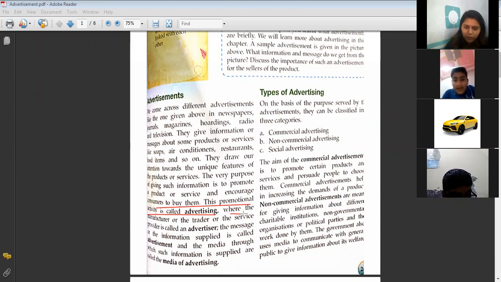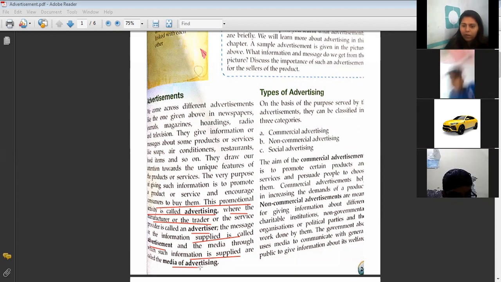Where the manufacturer or the trader or the service provider is called an advertiser. The message or the information supplied is called an advertisement, and the media through which such information is supplied are known as the media of advertising. Many questions are framed from these.